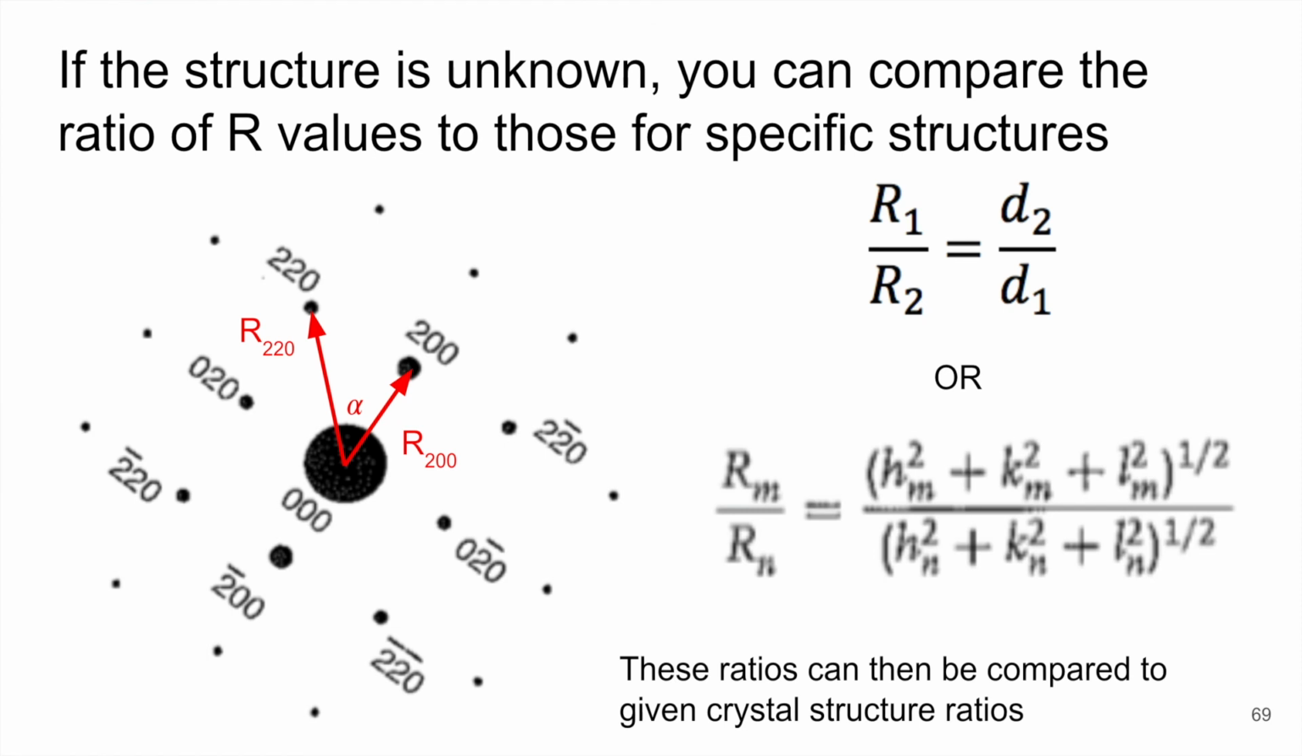Keep in mind, if the structure was unknown, instead of doing what we did, we would compare the ratio of R values. That's something we didn't do in this example because we were able to determine that it was FCC already. But we could compare the ratio of these R values to specific structures in order to obtain it, kind of like we did in the manual indexing method for cubic, but using ratios instead of the specifics here.